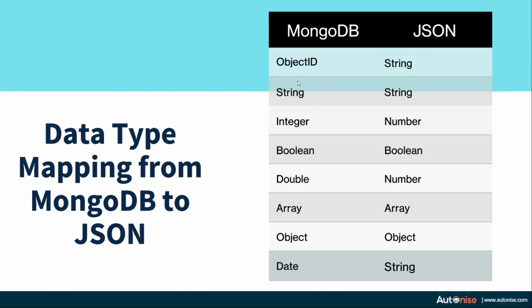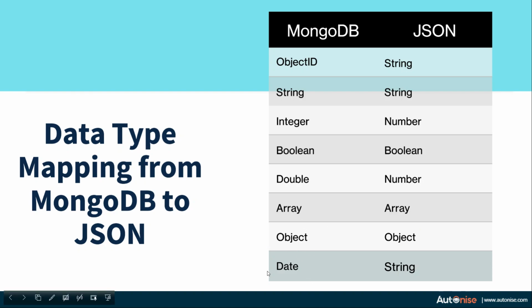Next, we have the string, which is also supported in JSON. In MongoDB, we have integer, but in JSON, we just have a number. If you want to store double, then you can efficiently store it in MongoDB, but in JSON, it is still stored as a number data type. You have the Boolean data type in MongoDB as well as JSON. You have arrays in MongoDB as well as JSON, and objects, which correspond to something like dictionaries in Python.